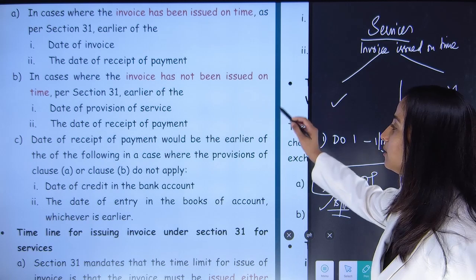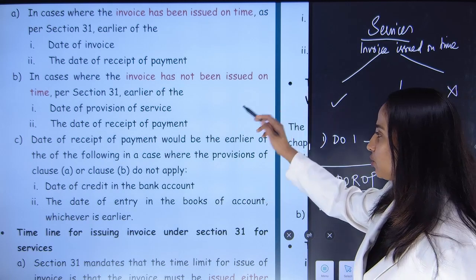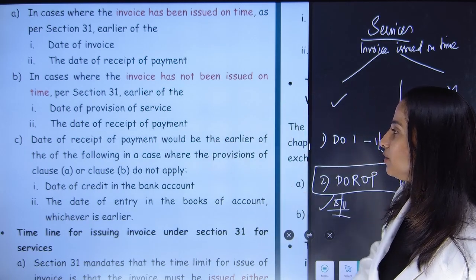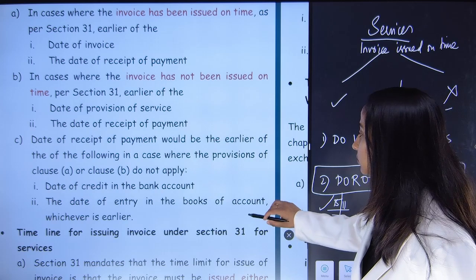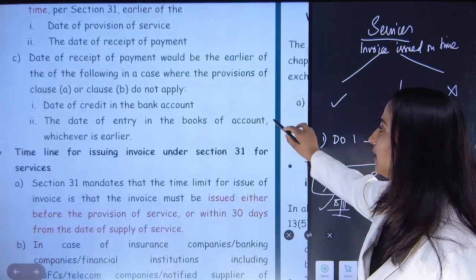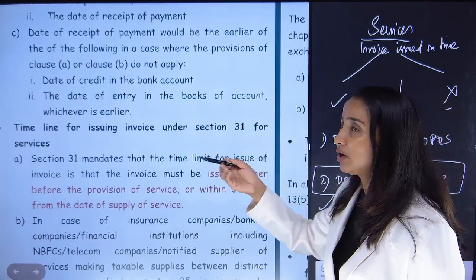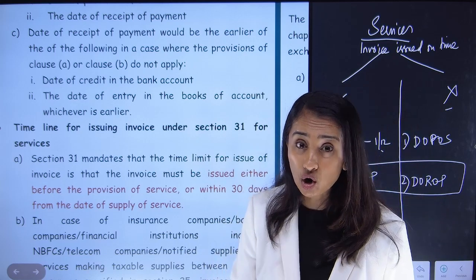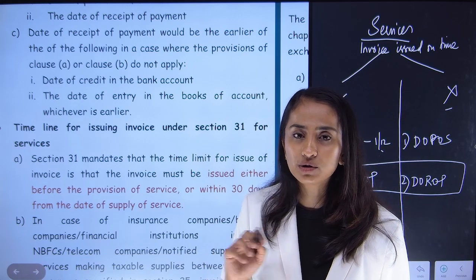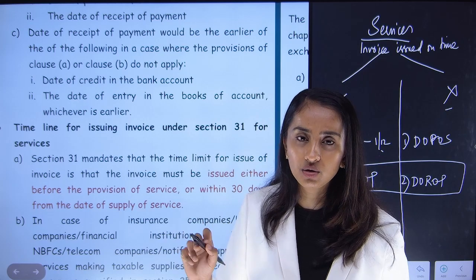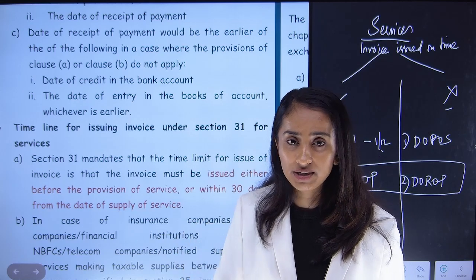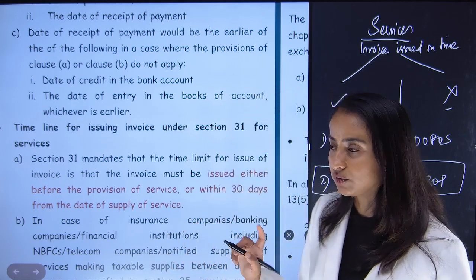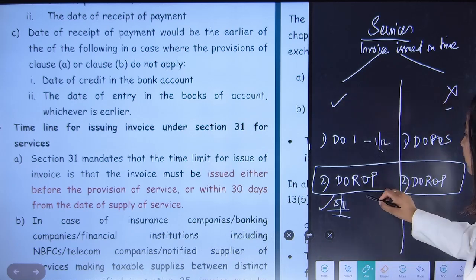All right. So next case is when invoice has not been issued: date of provision of service or date of receipt of payment. Now date of receipt of payment would be earlier of the two. I already told you, date of credit in the bank account or date on which you actually record this receipt in your books of accounts, in your receipt journal or in your journal or in your ledger, wherever you record. Earlier of the two dates will be considered for date of receipt of payment.